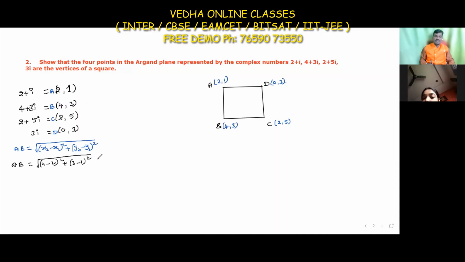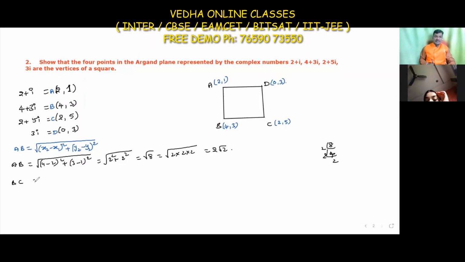What is 4 minus 2, whole square? And 3 minus 1, square. So root of 4 plus 4, root 8. Root 8, what can we write? 2 into 2 into 2, so that is nothing but 2 root 2. One pair comes out.